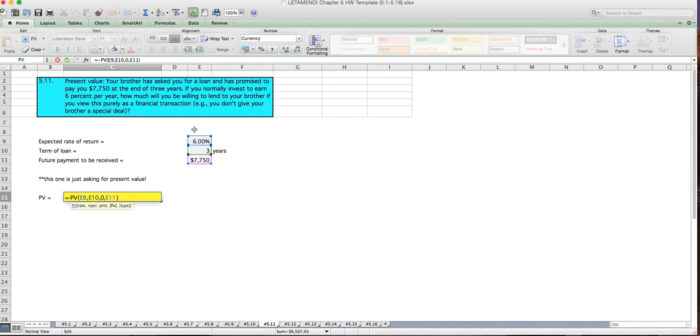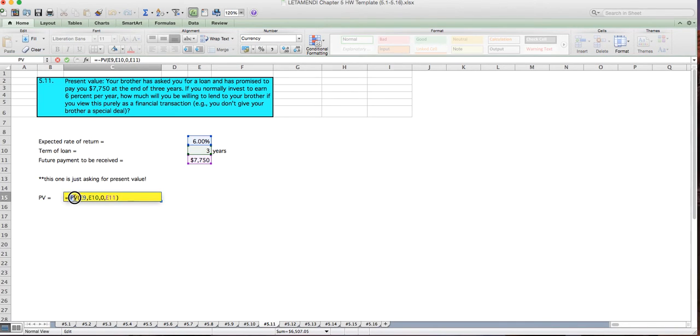So now the question again is, how much will you be willing to lend your brother, money out, right? And what do we say about money out? Money out is negative. So it has to make sense. It's asking for the present value of the quantity that you're going to lend your brother today. So just keep that in mind when playing with negatives and non-negatives, all right?